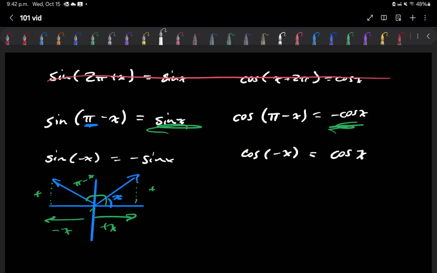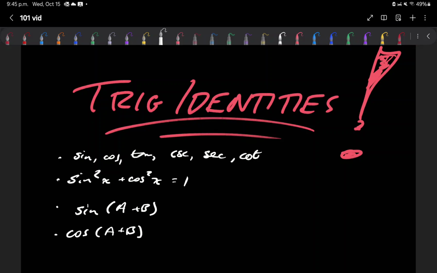So let's wrap this up. At the end of the day, I would strongly recommend knowing these four. Obviously knowing what they all mean is very, very important and should have been introduced to you a very long time ago. Hopefully you know those already, and hopefully you know this one too, and you know your reciprocals, you know the Pythagorean, and then knowing your a plus or minus b and your cos plus or minus b will help a lot.